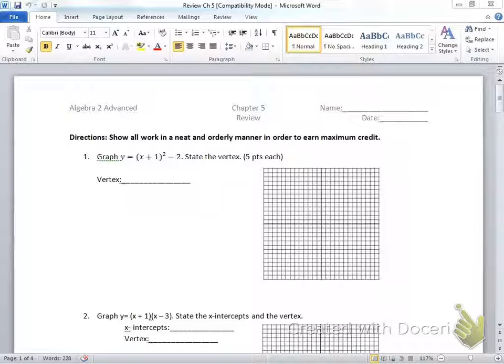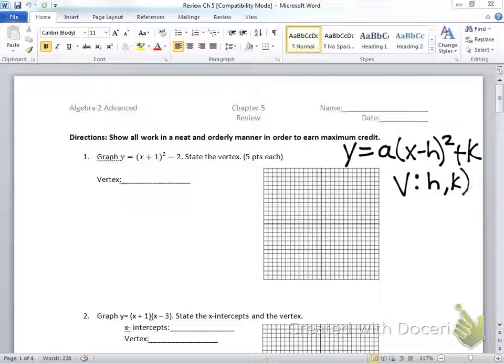All right, so the first page is all about graphing these, and you have one in each form. So the form for number 1 is vertex form. That's y equals a times x minus h squared plus k. The vertex will be at the point (h, k), and then you make a t-chart. Okay? That's our plan of attack on this one. So what is the vertex for number 1?